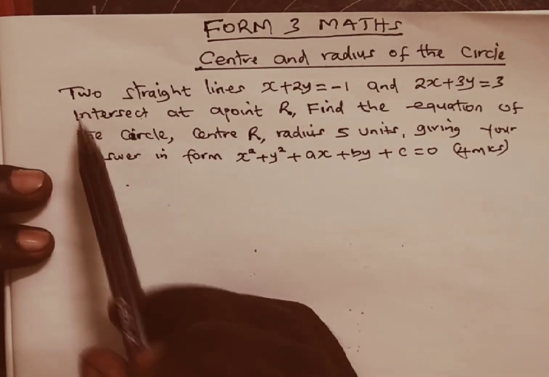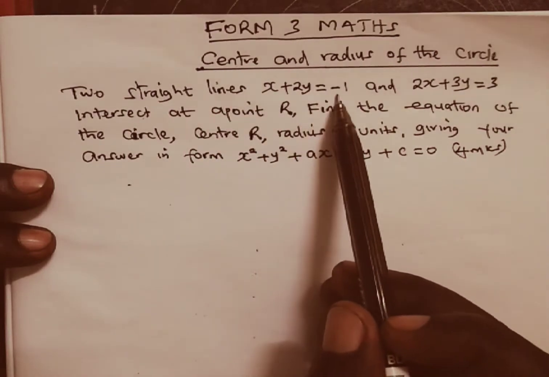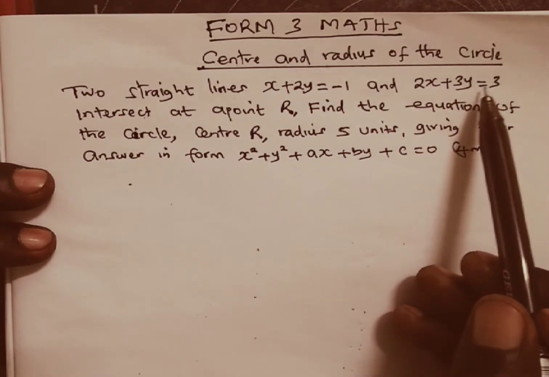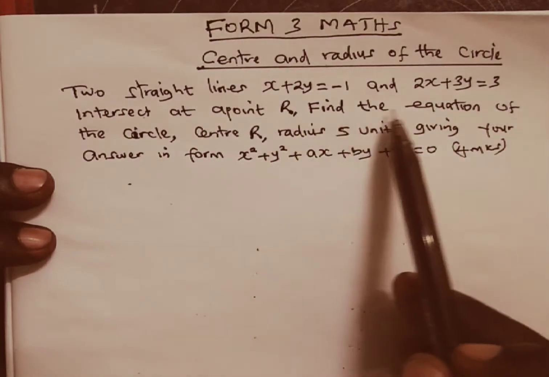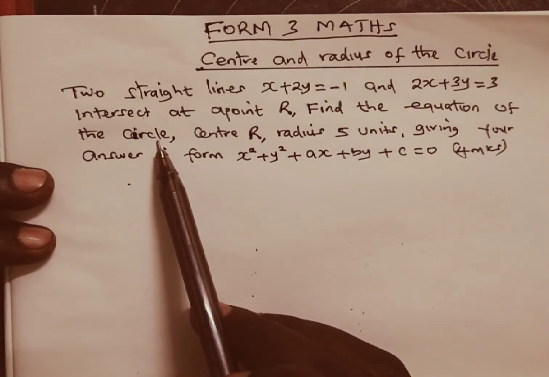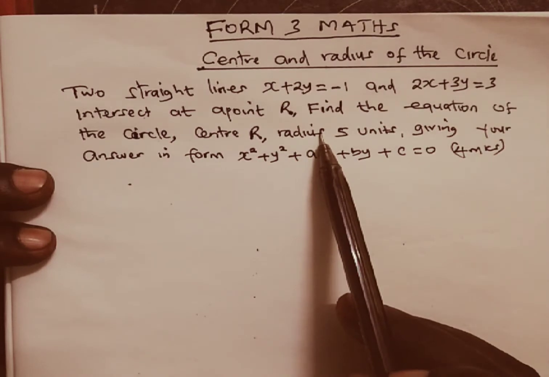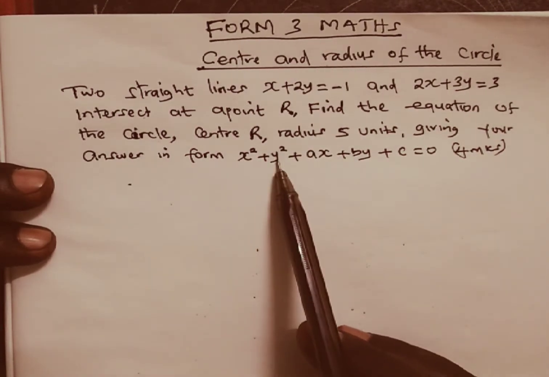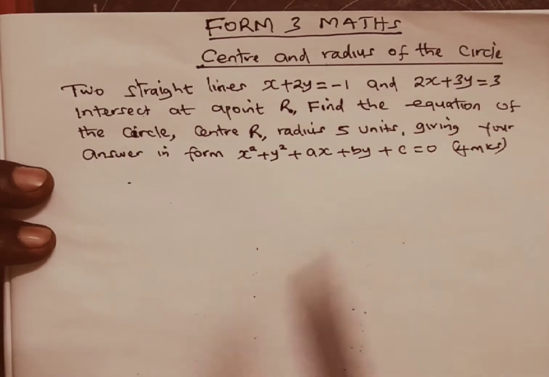Going straight to the question: two straight lines x plus 2y is equal to -1 and 2x plus 3y is equal to 3 intersect at a point R. Find the equation of the circle with center R and radius 5 units, giving your answer in the form of x squared plus y squared plus ax plus by plus c is equal to 0.